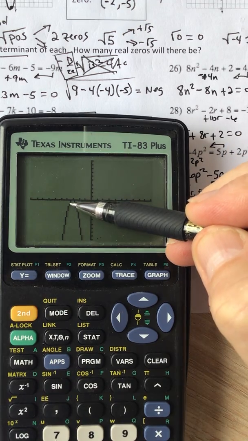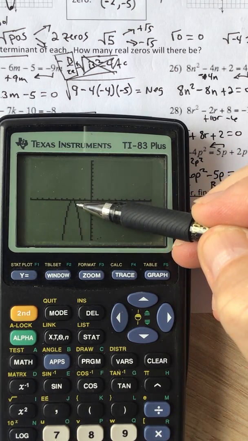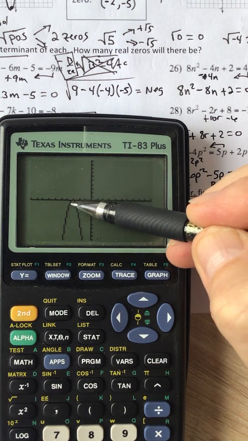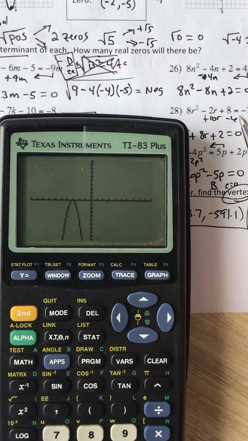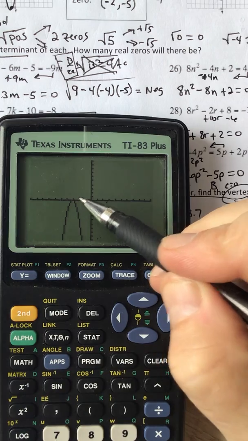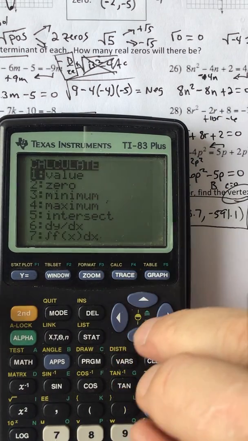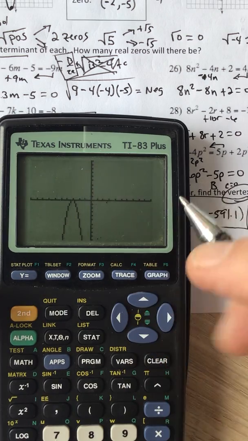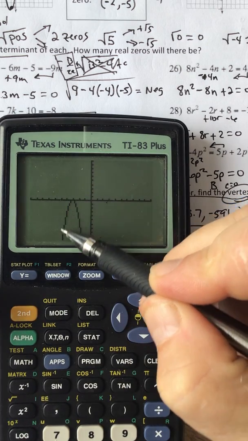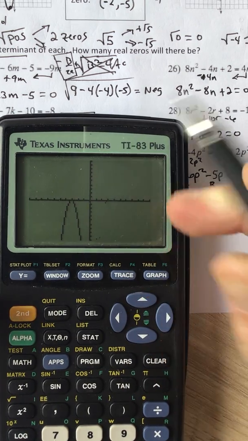Now the problem is, I'm not sure if that went up above and it has 2 crossings or if it's just barely touching it. So I need to zoom in right there and take a look. I mean, that's obviously the vertex. Maybe we find the vertex first. If I go second, calculate. Now, take a look at that. See, that's the highest point. So now this vertex is the maximum point on this graph.